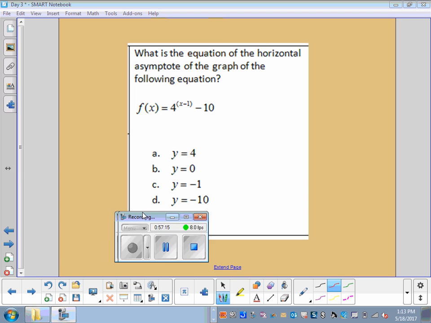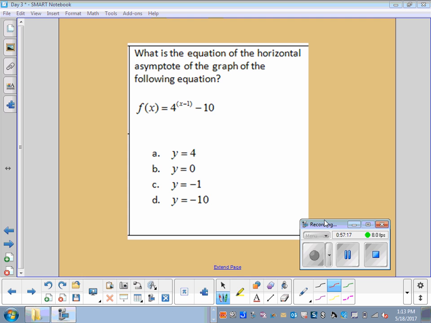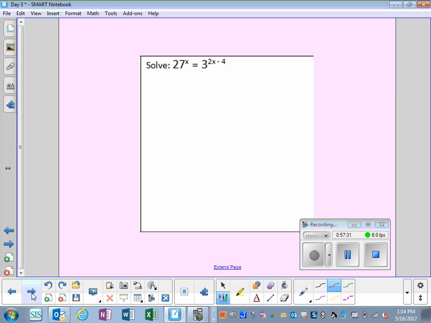Okay, next one. These are also different ones. Do you know how to solve these? Horizontal asymptote we know. Transformations. What about this one? How do we solve this?